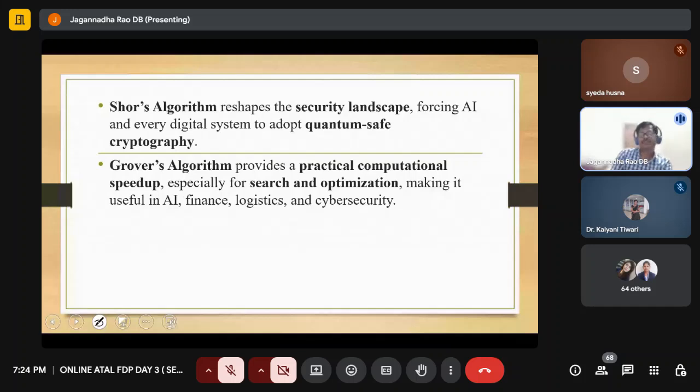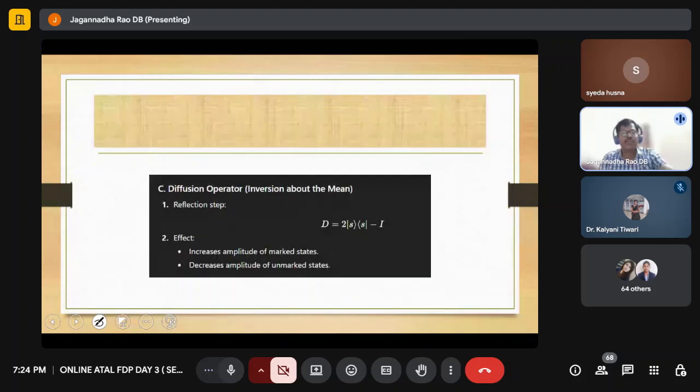This is about Shor's algorithm. This is about Grover's algorithm. So this is simply about our Shor's and Grover's algorithm. Any doubts?